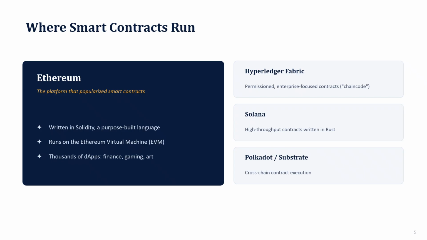But Ethereum isn't the only option. Hyperledger Fabric targets permissioned enterprise use cases where contracts are called chaincode. Solana focuses on high-throughput contracts written in Rust, and Polkadot lets contracts operate across multiple chains at once. Different platforms but the same core idea.